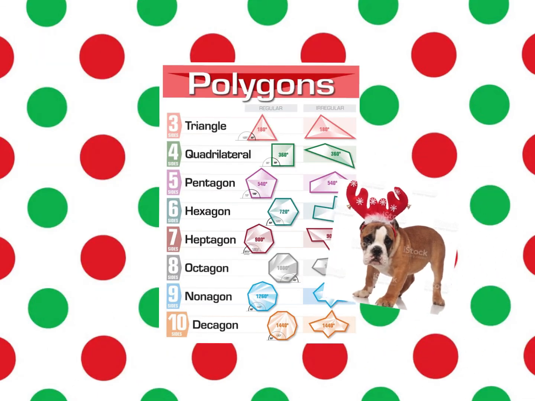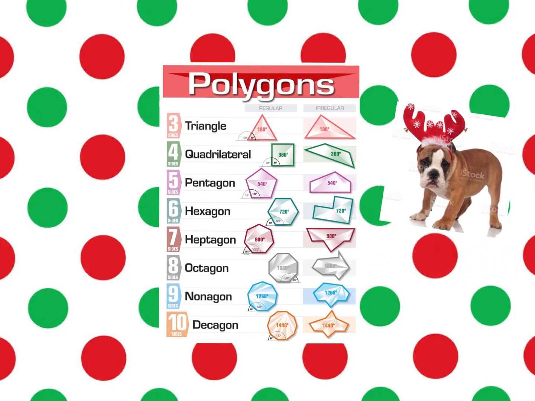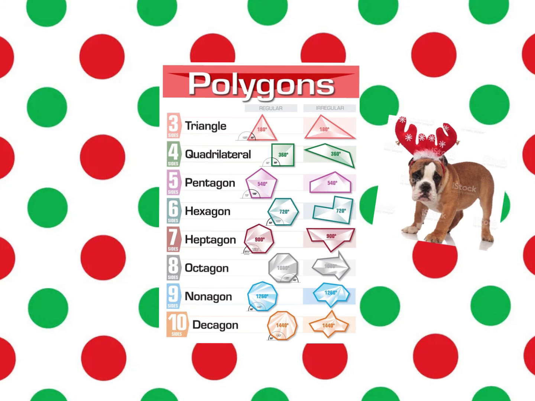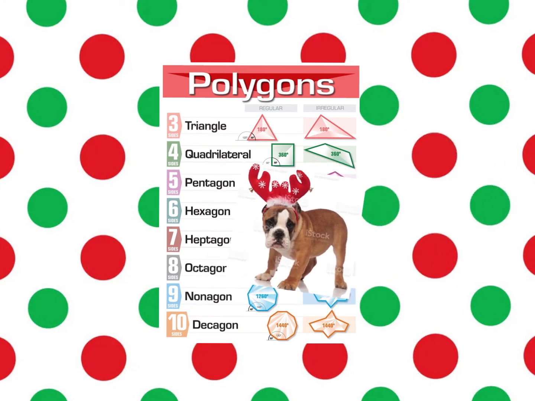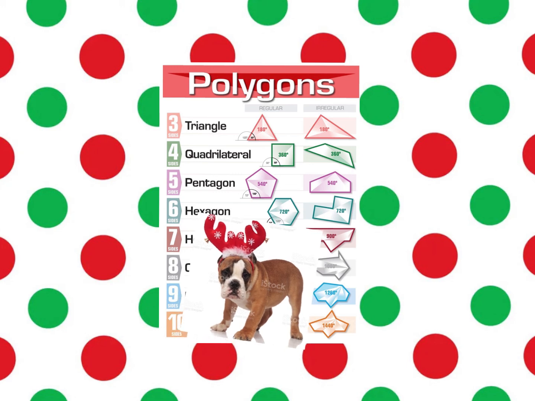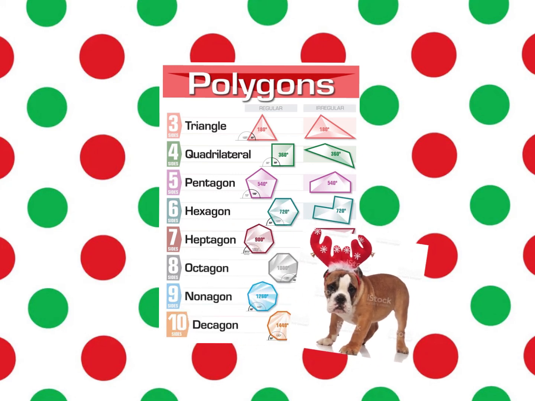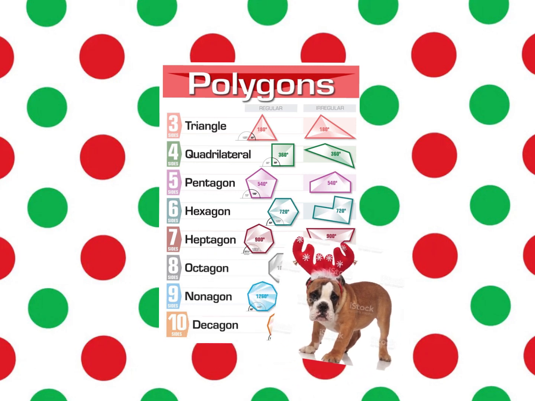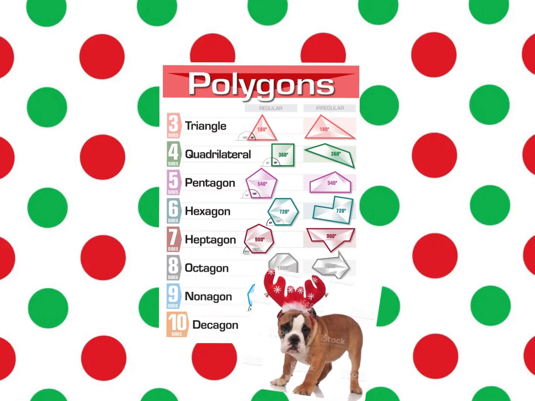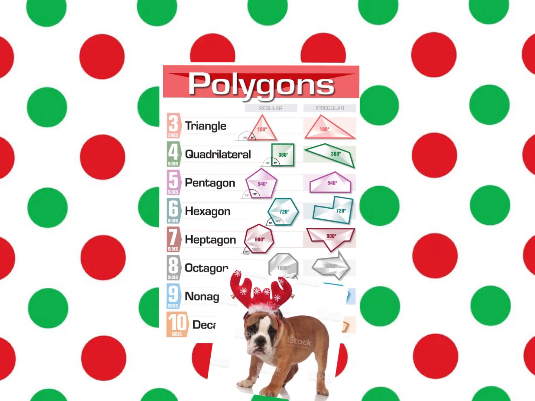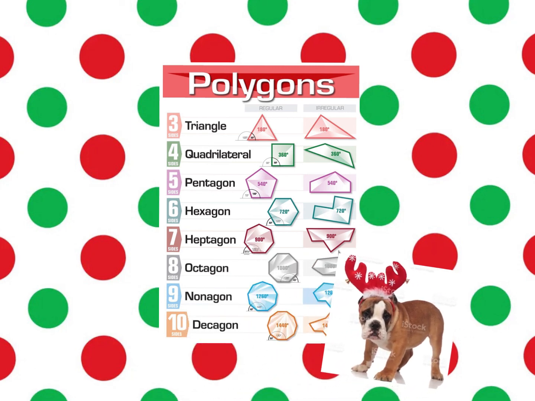So let's review these polygons one more time. Triangles have 3, good. Quadrilaterals, think of quads, have 4. Pentagons have 5 sides. Hexagons have that X in it, like 6, it has 6 sides. Heptagons, 7. Octagons have 8. Nonagons have 9 sides, and decagons have 10 sides and 10 angles.